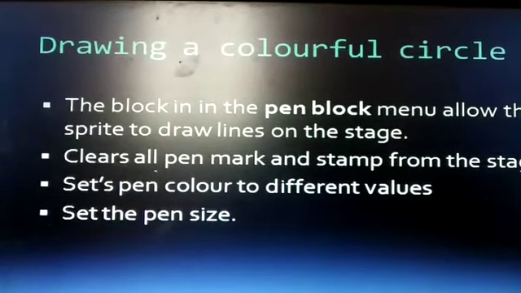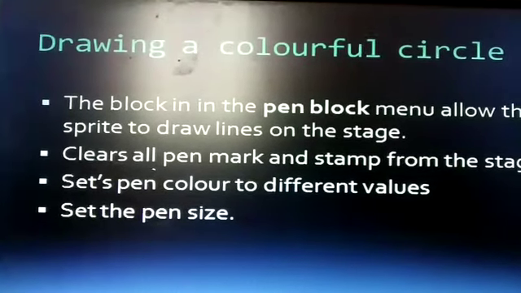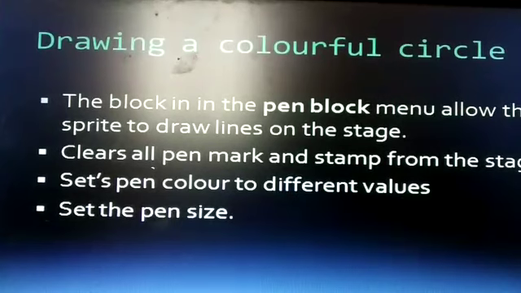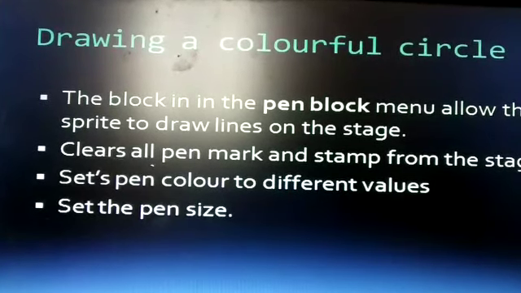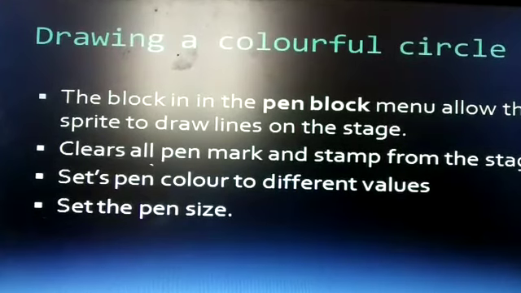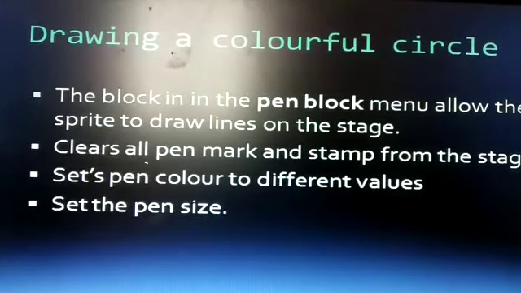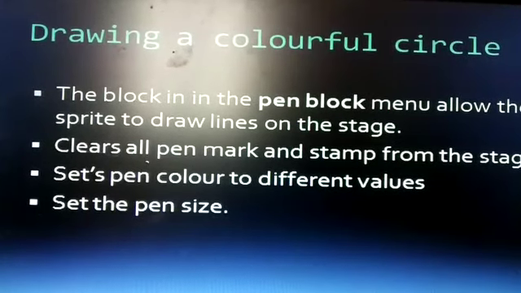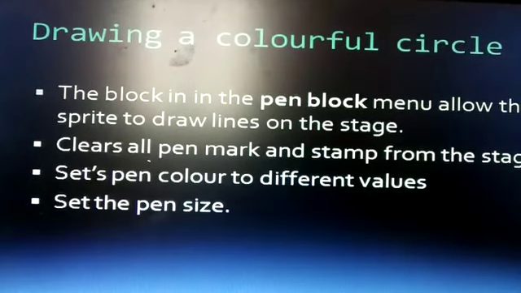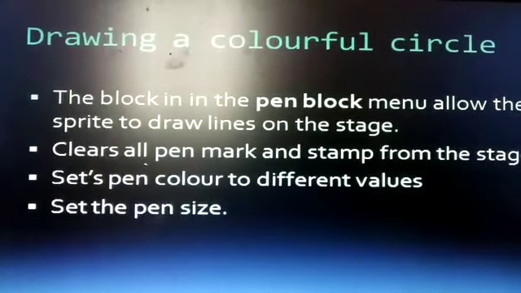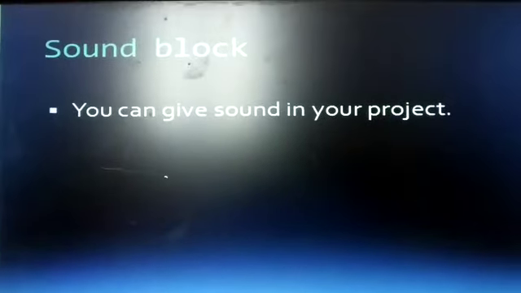Now, drawing a colorful circle. The blocks in the paint block menu allow the sprite to draw lines on the stage. If you want to draw lines on the stage, then you have to use the paint block. It will clear all the paint marks and stamps from the images. Set pen color to different values, set the pen size, set the pen value. Whatever you want to do on your screen, you can do with the help of the paint block.